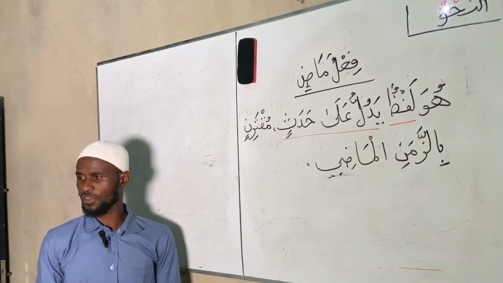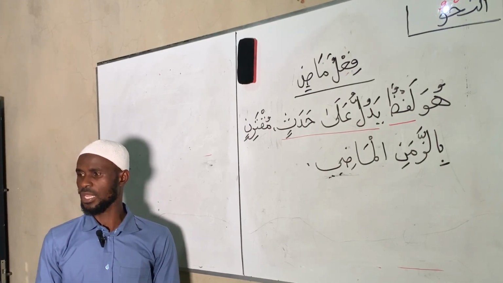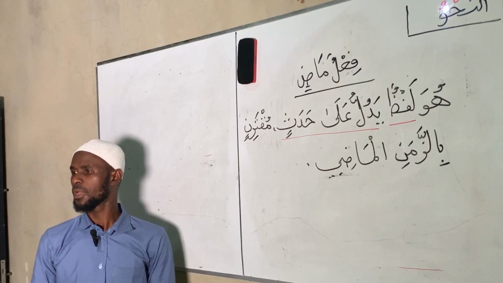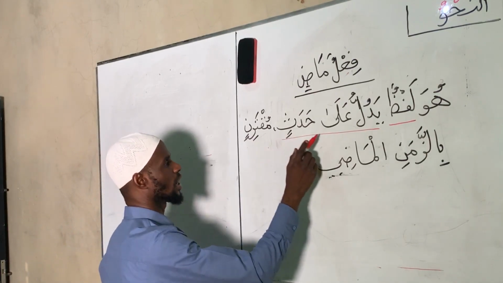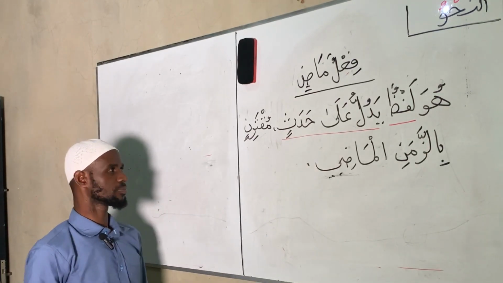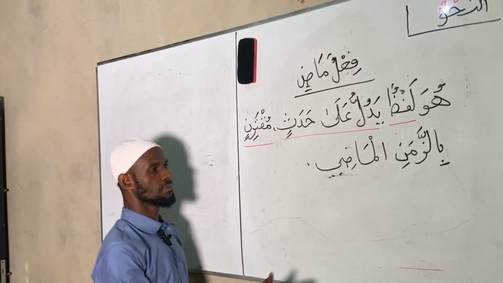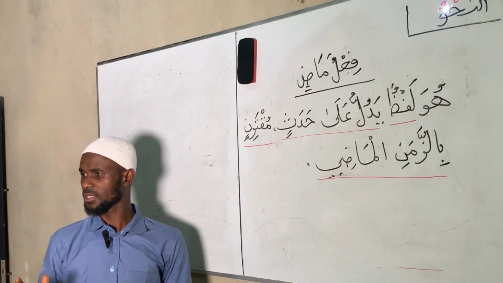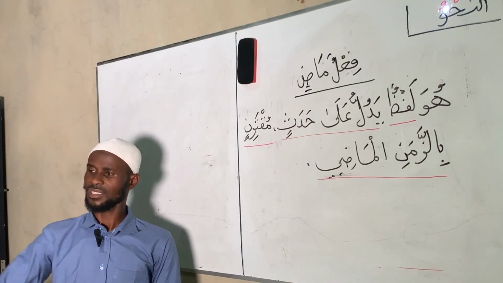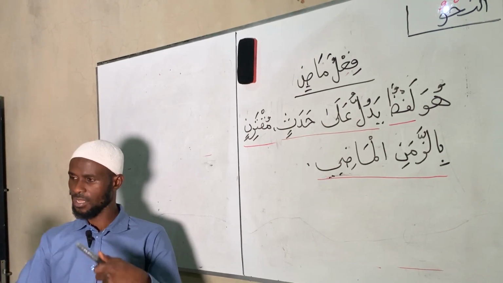Don't forget that the definition of a verb is also huwa lafdhun yadullu على حدث. Or you say هو لفظ يدل على معنى مقترن بزمان. So يدل على حدث that points to an action, مقترن that has the relationship بالزمن الماضي with the past tense, with the past time, that is the action had occurred and passed.